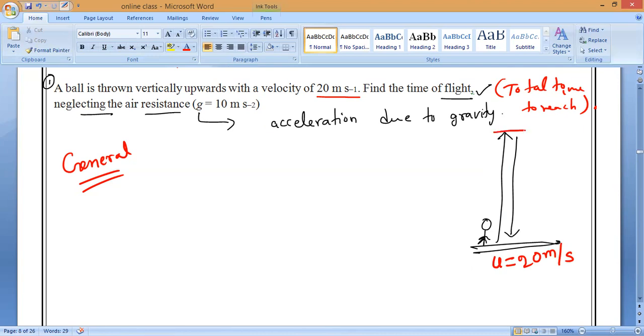Now, it will reach the maximum height. So what is the final velocity? Final velocity is zero meter per second. Now, it is going against gravity, so is the G value negative or positive? Negative. What is the unit of G value? Acceleration and G both have the same units, meter per second squared. Now, what are they asking? They are asking to find the time. So t is equal to question mark. We want to find the total time.